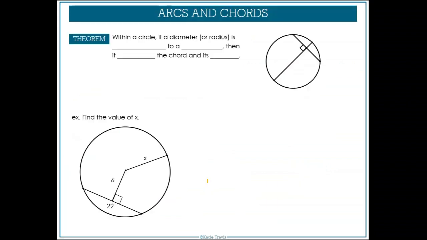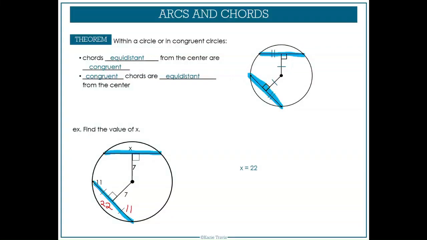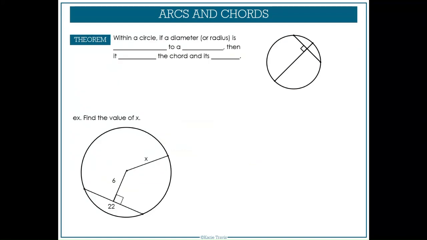Nice and easy. So, just to recap, we covered the fact that chords equidistant from the center are congruent. If we have congruent chords, then they're equidistant from the center. Along with that, just know when it hits this line over here, this side and this side are both going to be the same length. Now let's extend that with our next theorem. Within a circle, if a diameter or a radius is perpendicular to a chord, then it bisects the chord and its arc. So this is basically what we were just talking about.